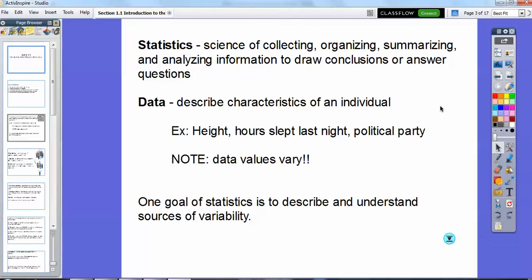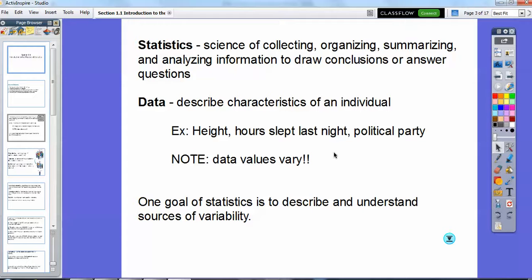Statistics in general, again, I'm not going to give you a test and ask you to write this definition. But when I talk about statistics, that's the science of collecting, organizing, summarizing, and analyzing information to draw conclusions. We're going to have to find some data, figure out how we're going to gather that data, and how we can put it together so that we can analyze it and figure out what it's telling us. So the data that I'm referring to just describes some characteristics. It's whatever I'm interested in.